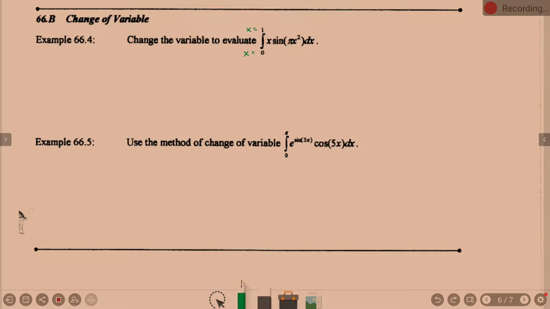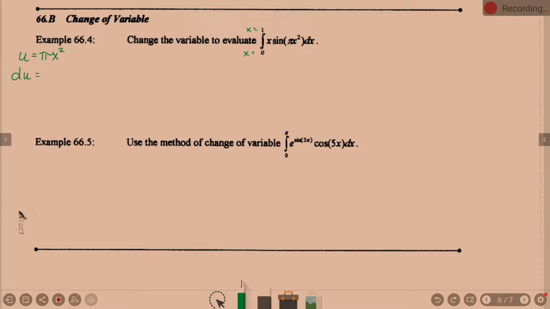Okay, well, the main thing is the sine is what we're going to integrate, right? What is my inside that I'm going to make u? Okay, my u is going to be pi x squared. That's the inside, so I'm still making u that inside.